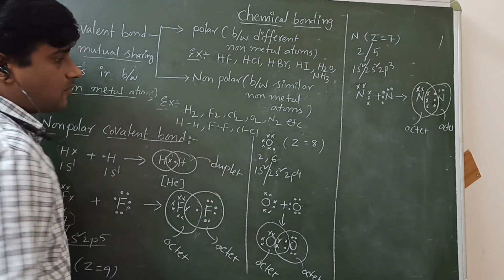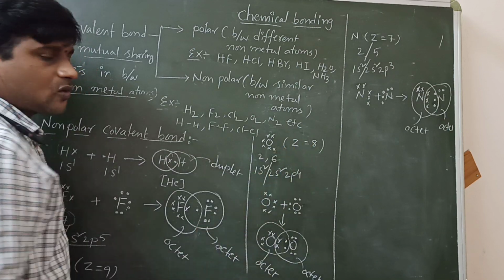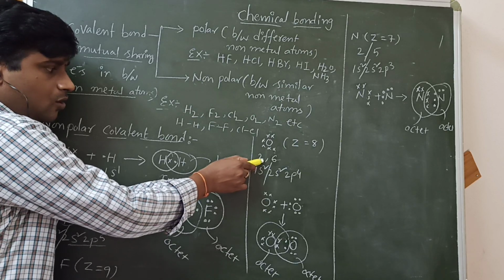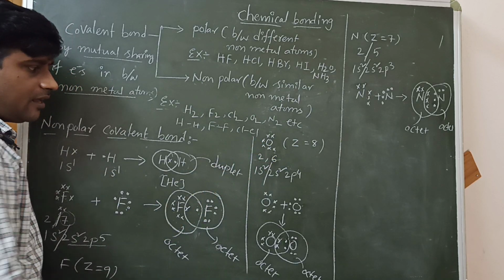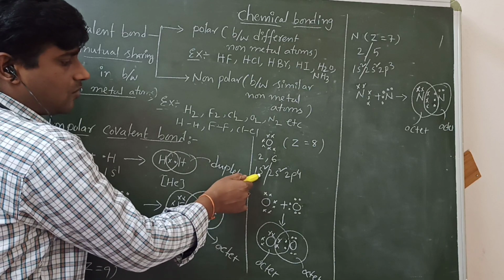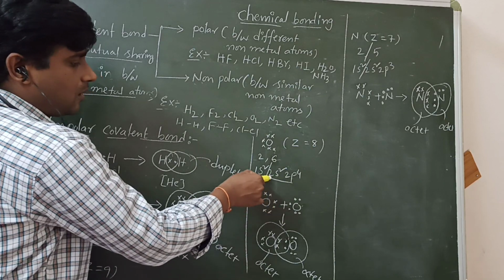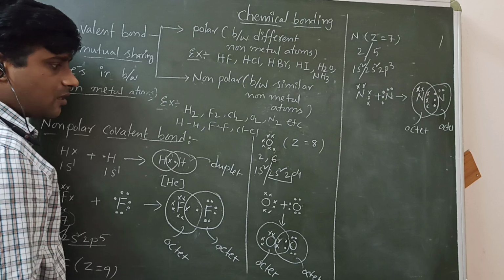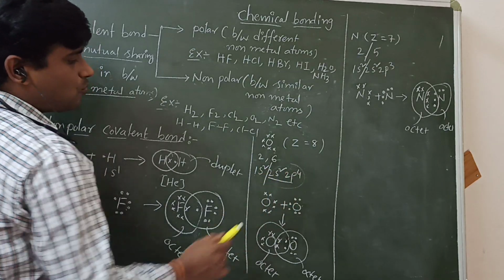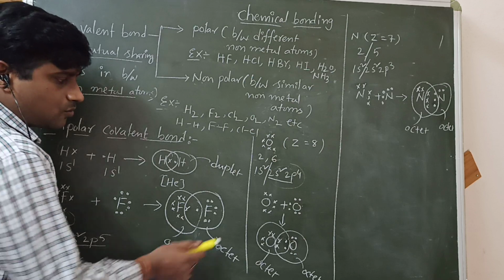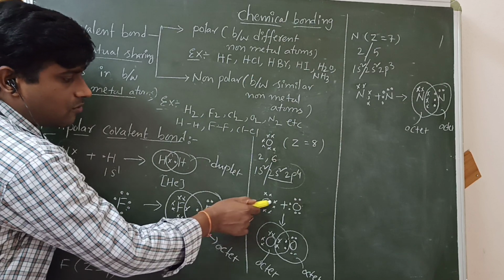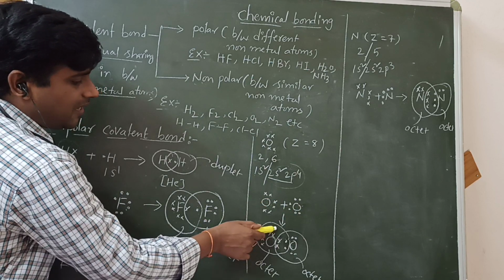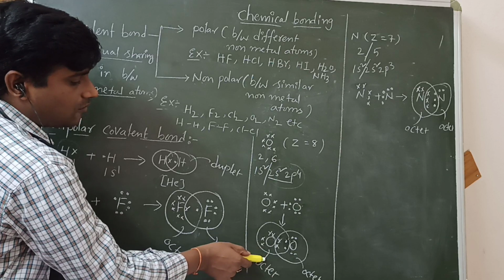Next we go to oxygen. The oxygen atomic number is 8, and the outermost electronic configuration is 2, 6. In another way you can write the electronic configuration as 1s2, 2s2, 2p4. This is the outermost shell. In its outermost shell, how many electrons are there? 6 electrons. So here it needs 2 more electrons for getting octet configuration. So this oxygen atom shares 2 electrons to this oxygen atom, and this oxygen atom shares 2 electrons to this one, so that individually each oxygen atom will get octet configuration.